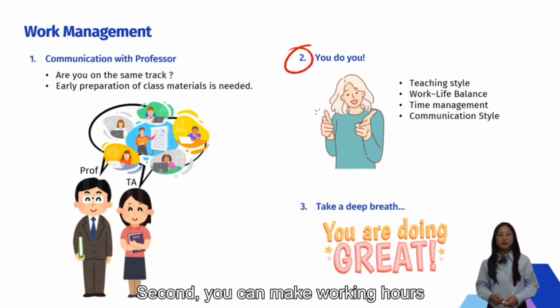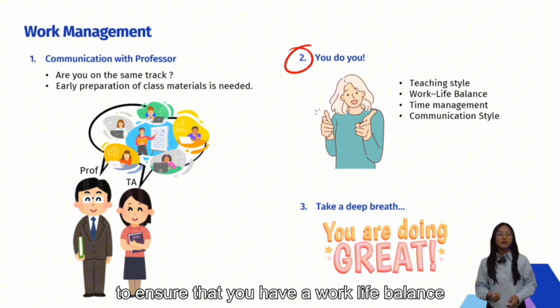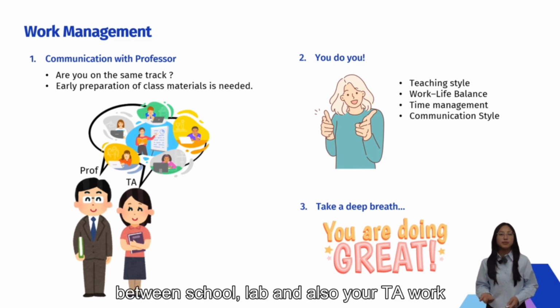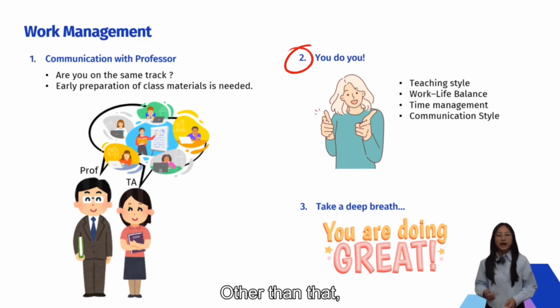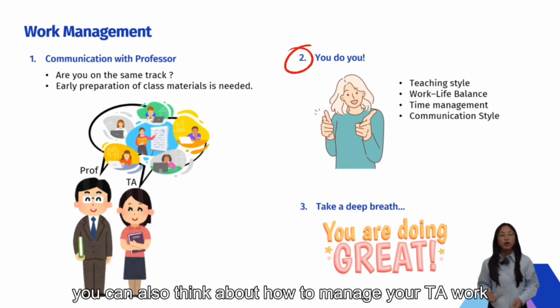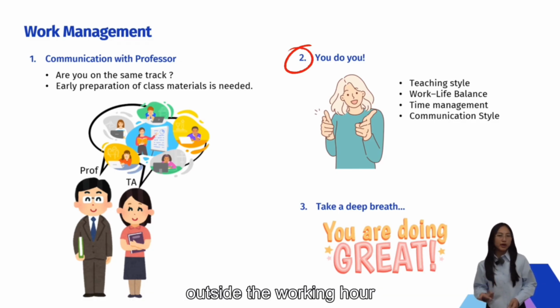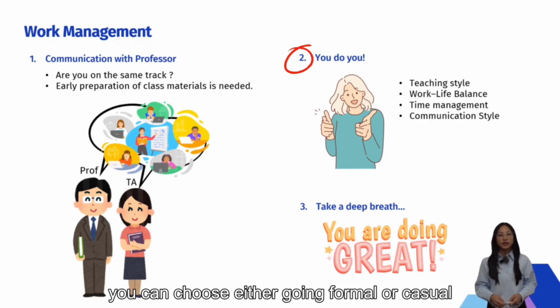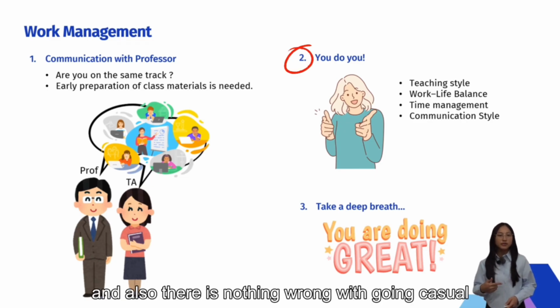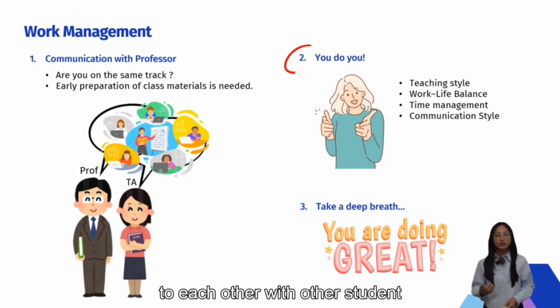Second, you can make working hours to ensure that you have a work-life balance between school, lab, and also your TA work. Other than that, you can also think about how to manage your TA work outside the working hours. For communication style, you can choose either going formal or casual. And also, there is nothing wrong with going casual with students.